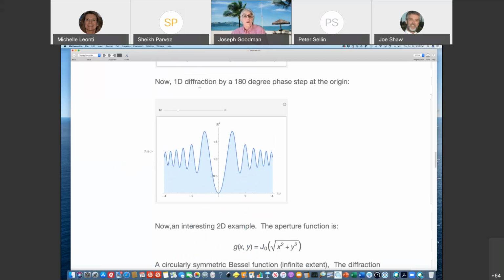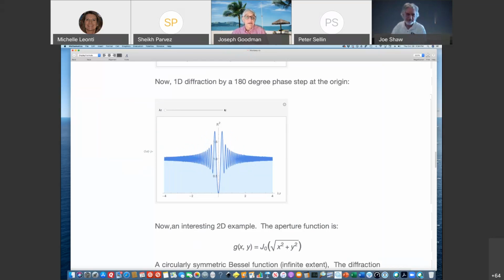Another example, 1D diffraction by a 180-degree phase step at the origin. So let's say to the left of the origin, we have 0 degrees phase shift. To the right of the origin, we have 180-degree phase shift, and there's no attenuation at all in this aperture. So let me go back here to 0.